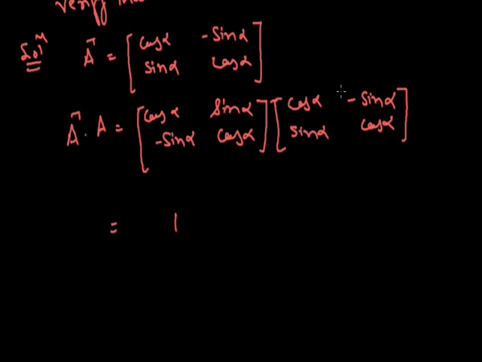Now cos alpha into sin alpha minus sin alpha into cos alpha, it is 0. Similarly, the next is 0. Now minus sin alpha into minus sin alpha is plus sin square alpha, and cos alpha into cos alpha is cos square alpha. So sin square alpha plus cos square alpha is 1. Now it is equal to the identity matrix of order 2.